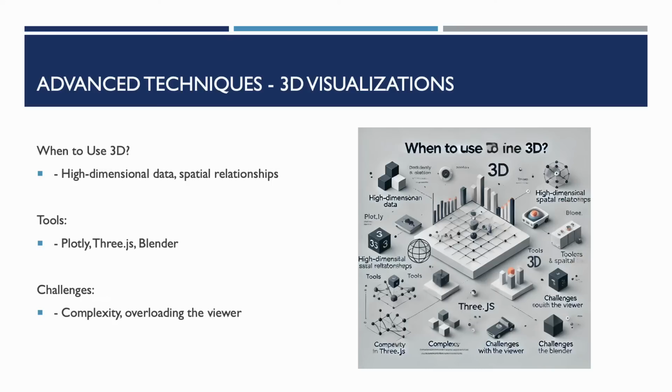Here, when you are working with data sets that have multiple variables or dimensions, using a 3D visualization can help in mapping out relationships between different variables that would be difficult to represent in 2D. For instance, in situations where multiple factors affect an outcome simultaneously, a 3D plot can show how these dimensions interact with each other.